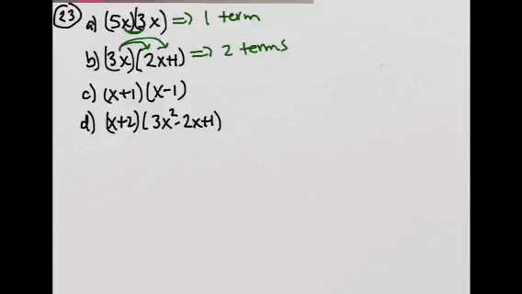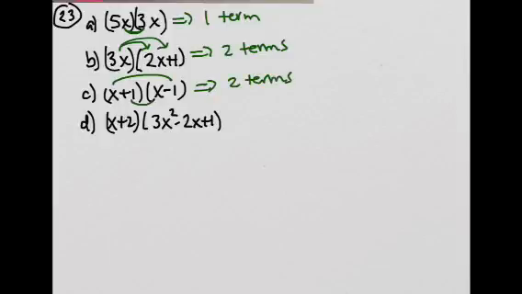For C, normally when you do a binomial by a binomial, when you multiply, you end up with three terms. But what happens here with this particular type of problem, here you get negative x, here you get positive x, so that middle term is gone. So this one you also end up with two terms.